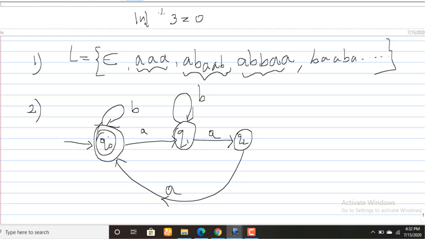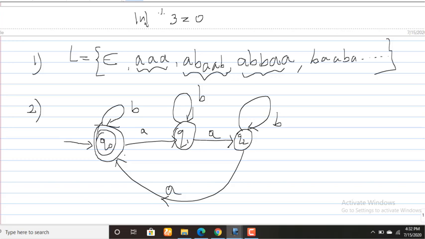Next, BAAB A. From Q0, A goes to Q1. Another A goes to Q2. For B it retains the same state. Another A moves it to the final state. Then check that the constructed DFA comes to the end state.